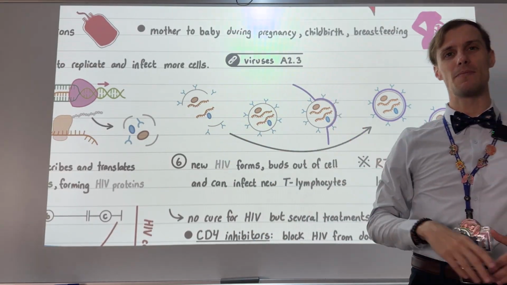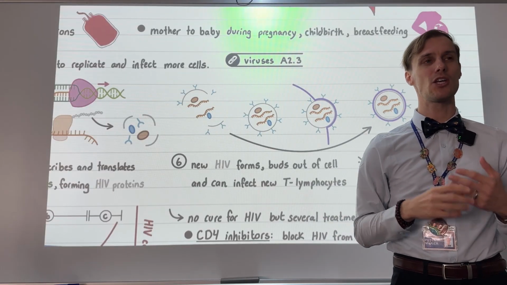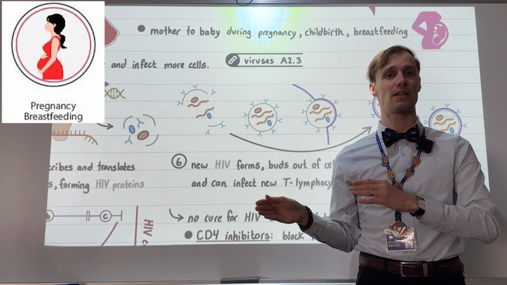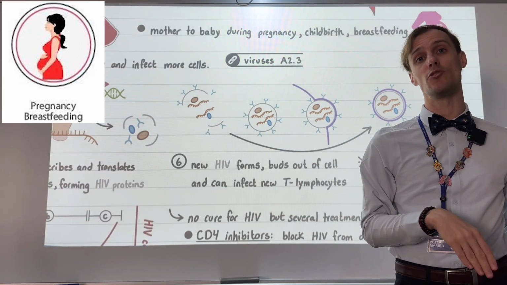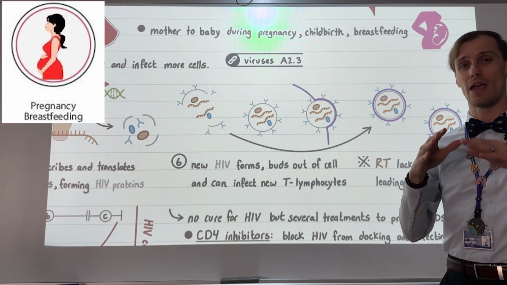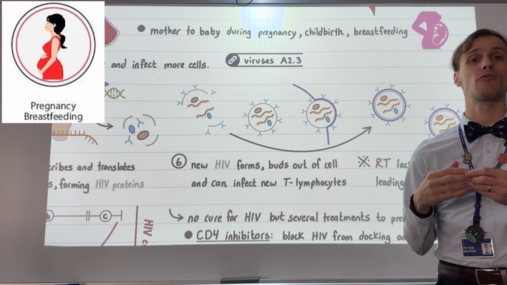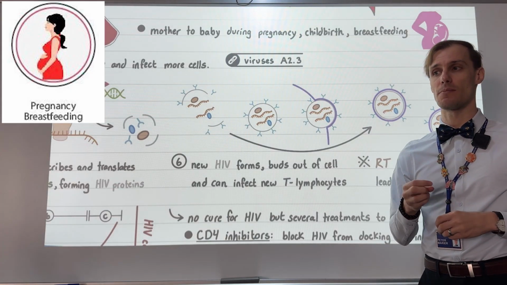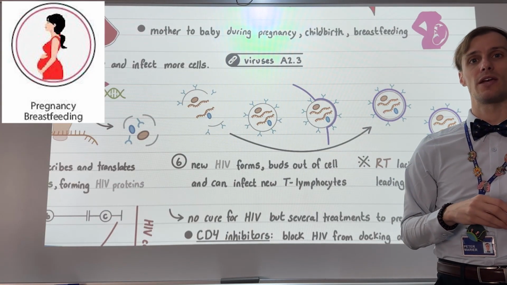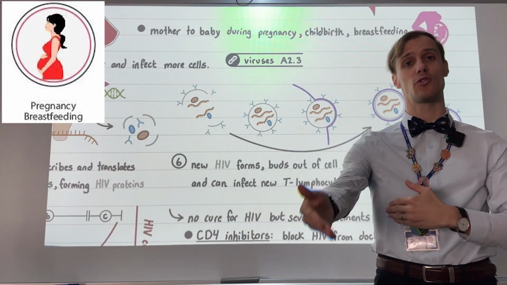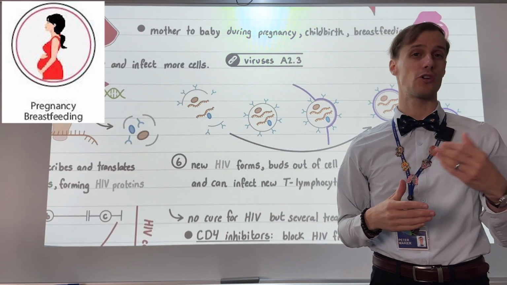Another vector that people may not be aware of is that HIV can actually be transmitted from an infected mother to her fetus or to her newborn child. That's because HIV can actually pass the placental barrier, or it could be transmitted through breast milk. So this is something to really keep in mind: if the mother is HIV positive, she could be transmitting it to her fetus or to her newborn child.